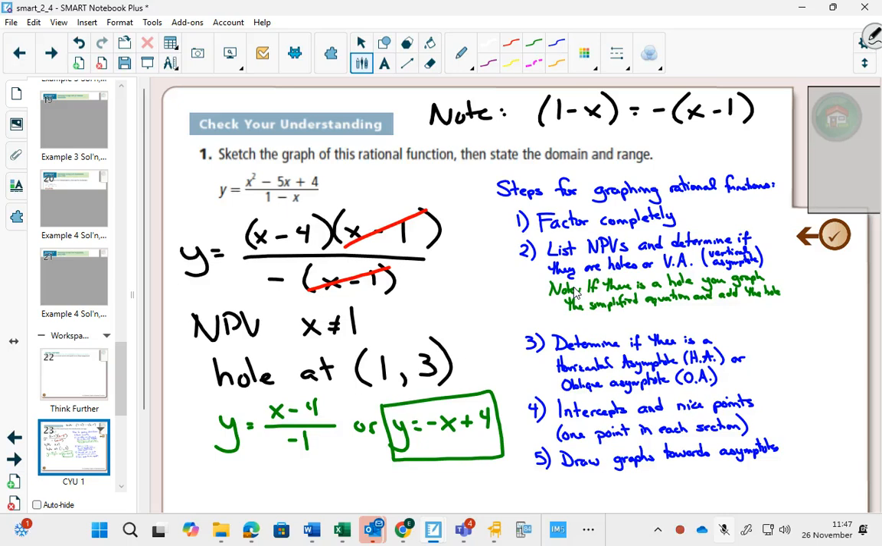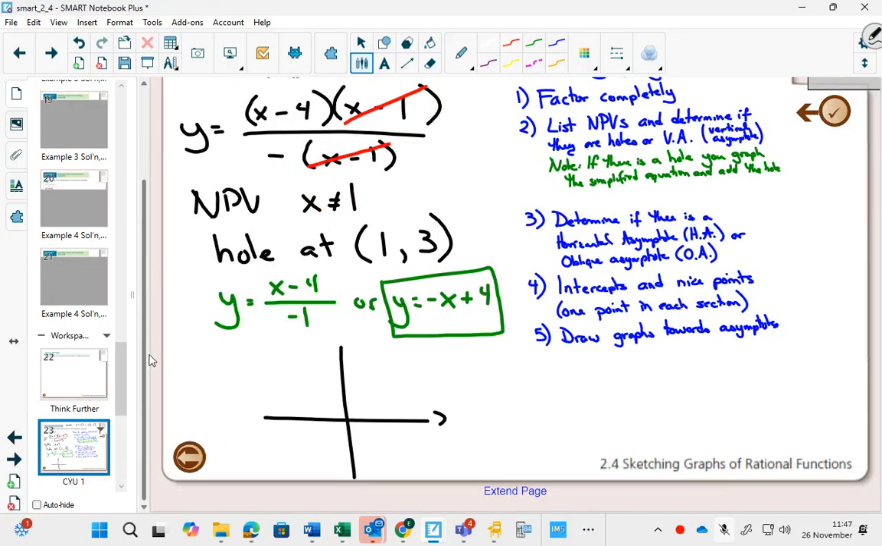Do we have to do steps 3, 4, and 5? No, because we're graphing this green equation. It's a line. You know how to graph lines. So you just go. You know that you have a y-intercept at 4. I think it's a good idea to always draw as many intercepts. And you see that when you plug in 0 for y, x would equal 4. You have a slope that is going down, but we need to, at 1 comma 3, draw an open circle for our hole.